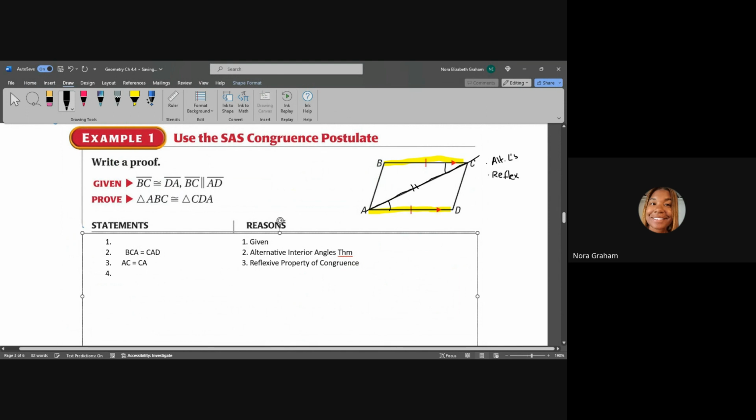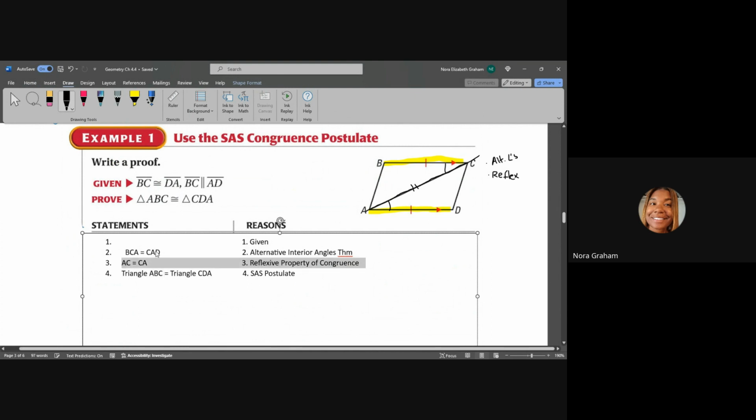Right. And so since we showed this, we have this side, angle, side with everything. So we just conclude everything. Triangle ABC congruent to triangle CDA. And this is by our postulates. Side, angle, side postulate, right? And that concludes our proof, right?